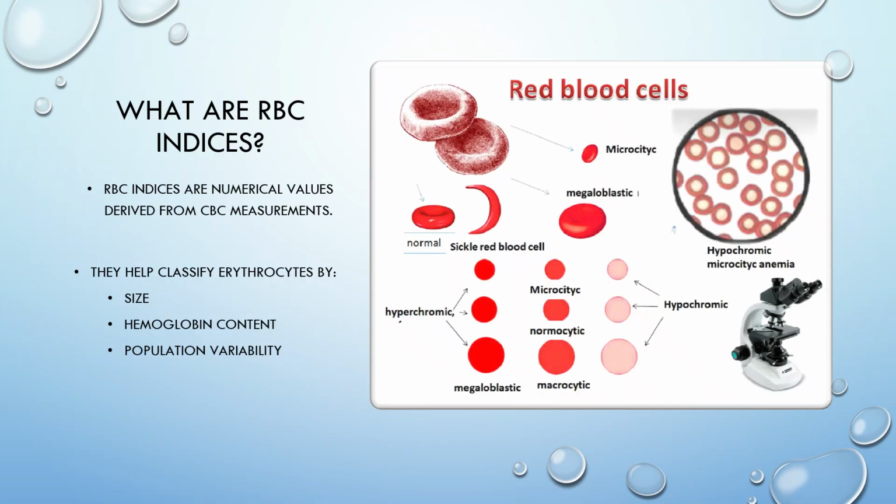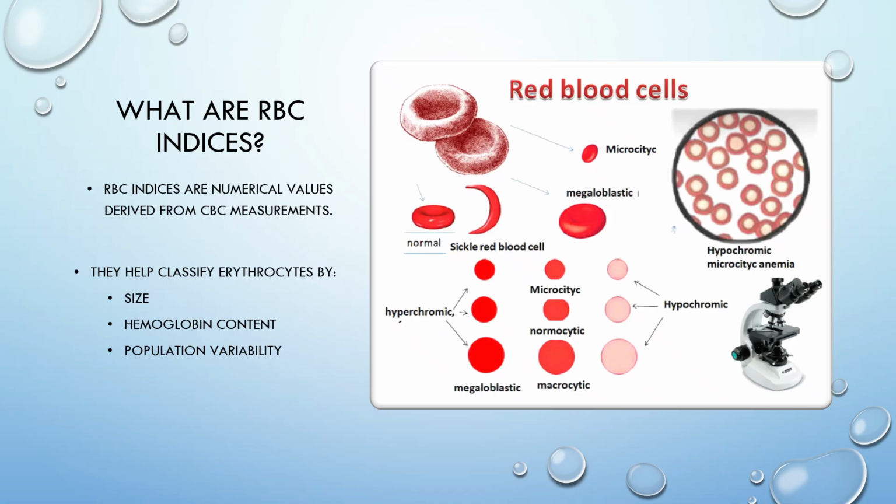So let's define red blood cell indices a little more clearly. Red blood cell indices are numerical values derived from measurements in the complete blood count, or CBC. Automated hematology analyzers calculate these values using combinations of parameters like red blood cell count, hemoglobin concentration, and hematocrit. Rather than measuring individual cells one by one under the microscope, the analyzer evaluates thousands of cells very quickly and calculates averages and distributions. These indices help us classify erythrocytes based on three major characteristics.